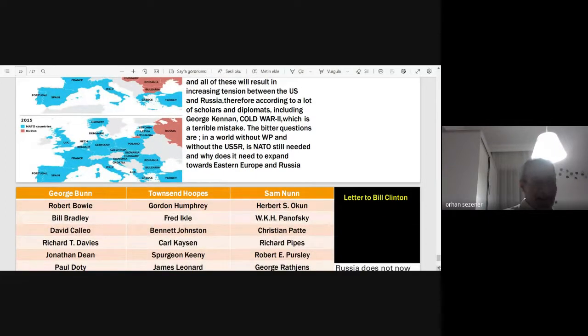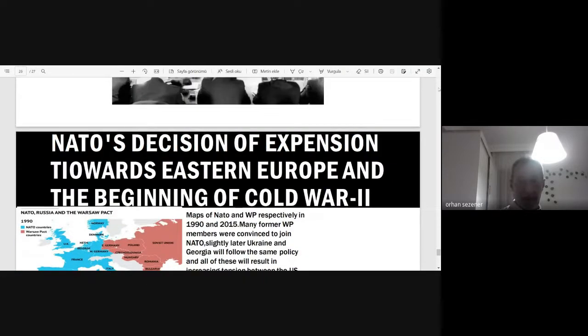And needless to say, how the Russian rulers felt about this extension of NATO in their territory. And of course, Ukraine and Georgia were likely to be accepted.